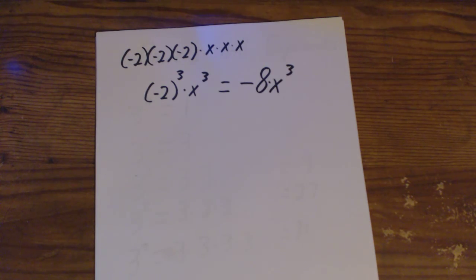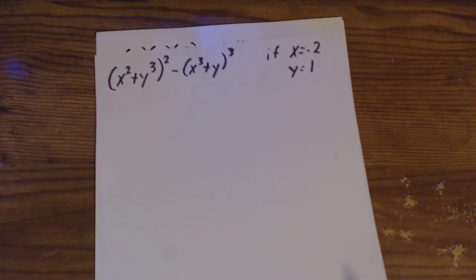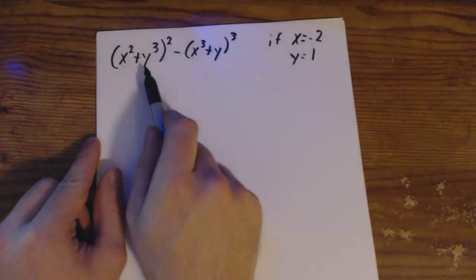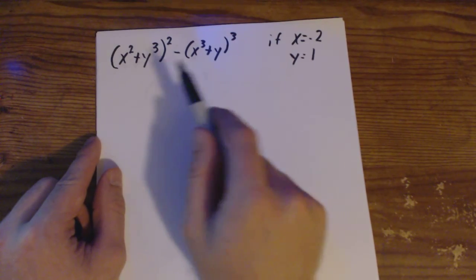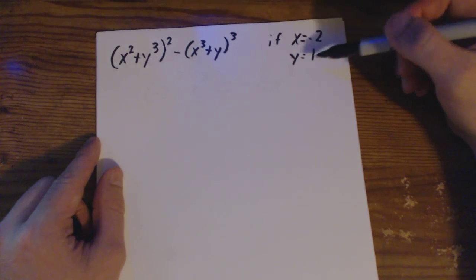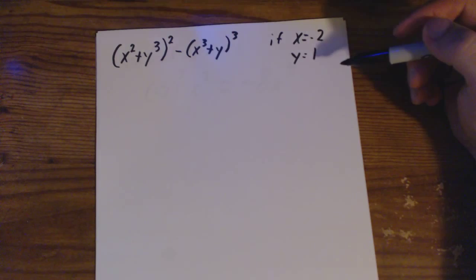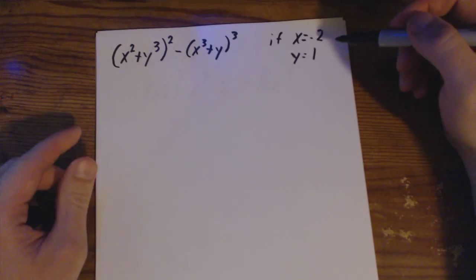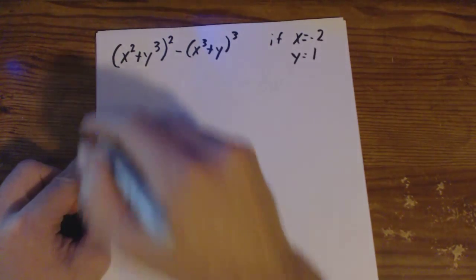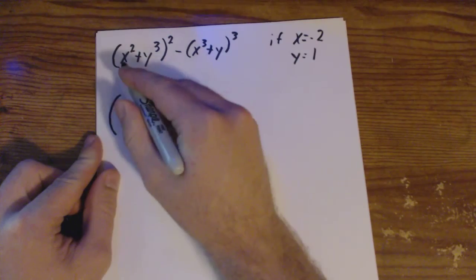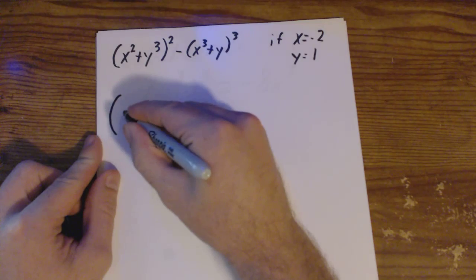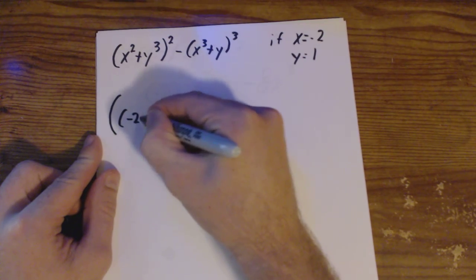So let's look at a more complicated example. Here's one you might see. As you can see, we have two different variables, x and y, a whole bunch of powers, addition and subtraction, and they give us a statement over here, if x equals negative 2 and y equals 1. So the first thing we want to do with this problem is substitution. We want to put these values in for these variables. It's important to keep our parentheses. So now, if x equals negative 2, the way I want to do this is I want to put in a little parenthesis and put a negative 2 here.